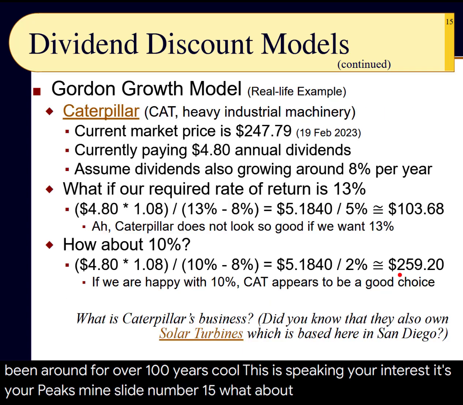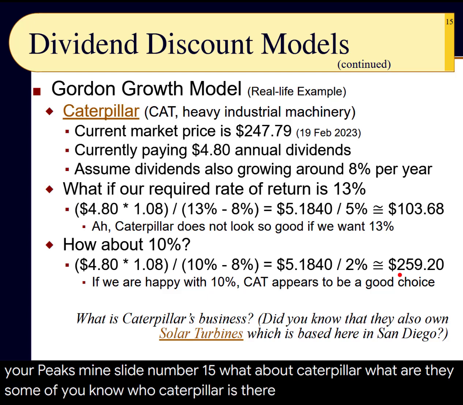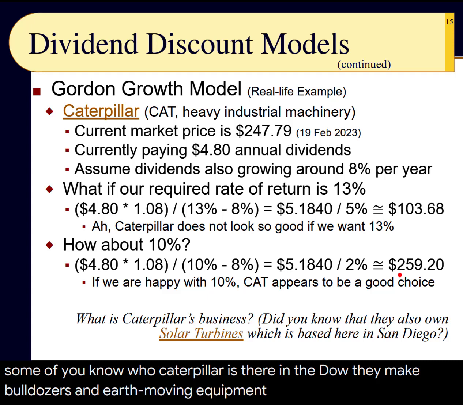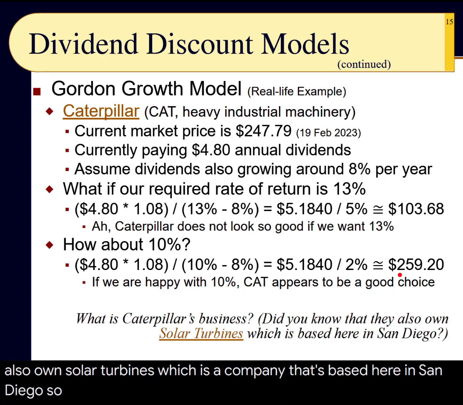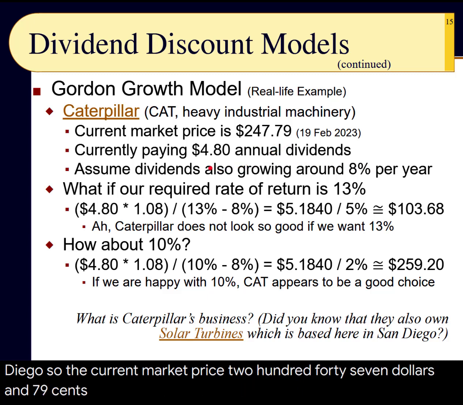What about Caterpillar? What are they? Some of you know who Caterpillar is. They're in the Dow. They make bulldozers and earth-moving equipment. And did you know that they also own Solar Turbines, which is a company that's based here in San Diego? So, the current market price, $247.79, currently paying $4.80 in annual dividends.